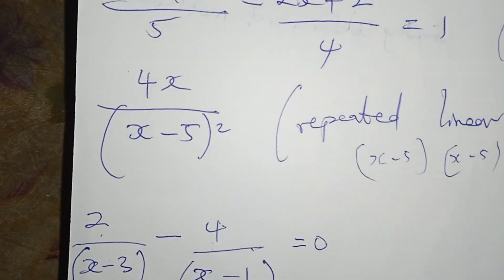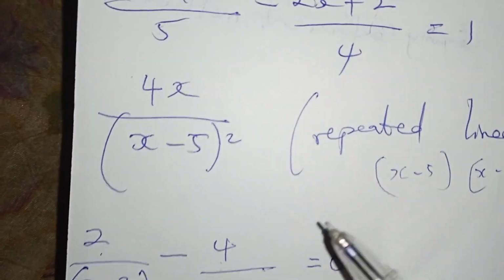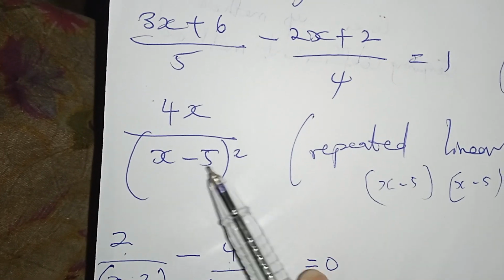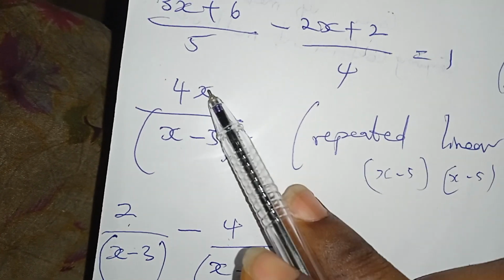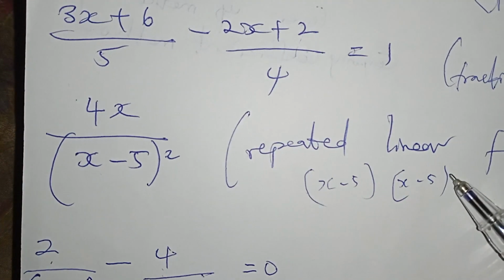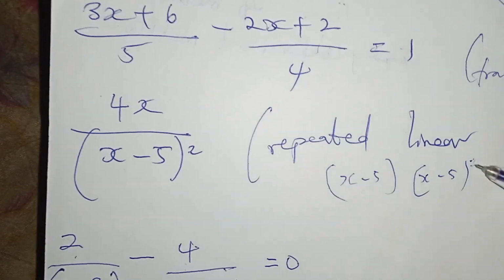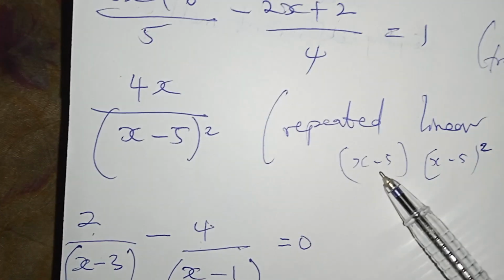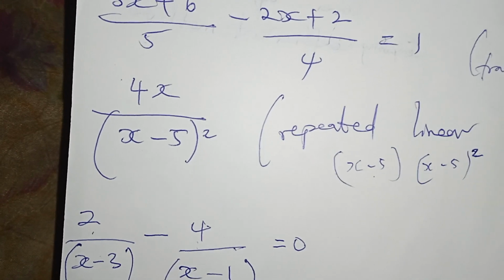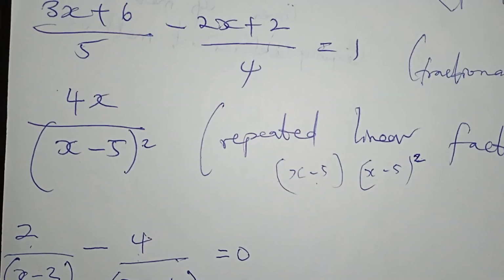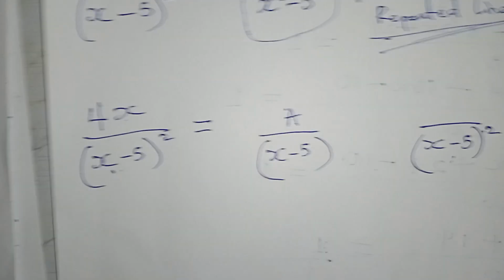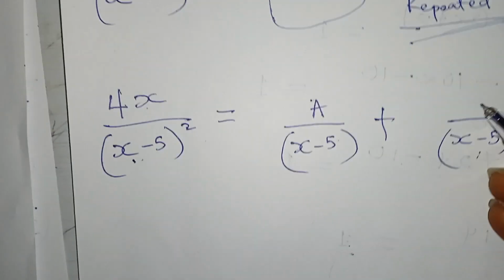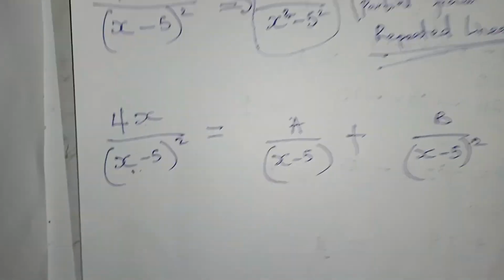Because it's a repeated linear factor, we'll write it twice. Anytime you have a partial fraction, the power of the denominator, x raised to power 2, is greater than that of the numerator. When you're resolving it, the second linear factor must carry the power of 2. Assuming this was raised to power 3, it would be (x minus 5), then (x minus 5) squared, then (x minus 5) raised to power 3. So it must be repeated. If you do that, you have this. Remember to separate it with a positive sign, then b.